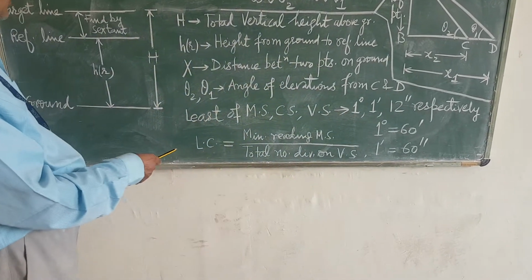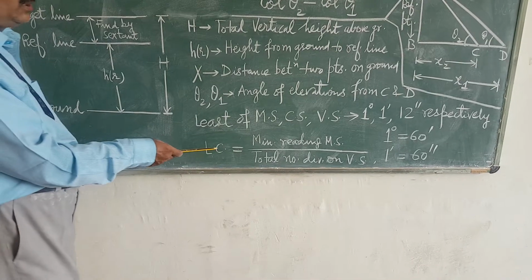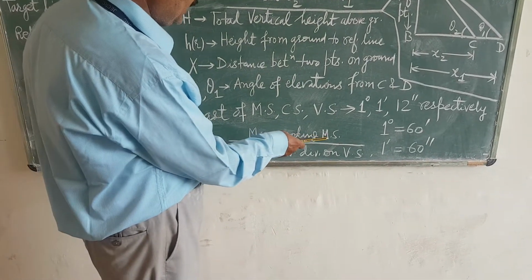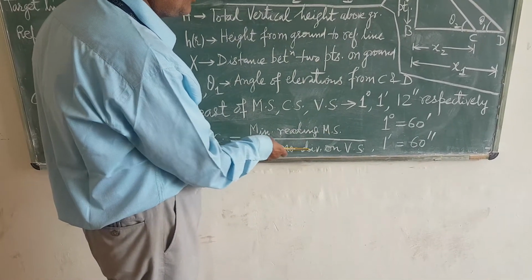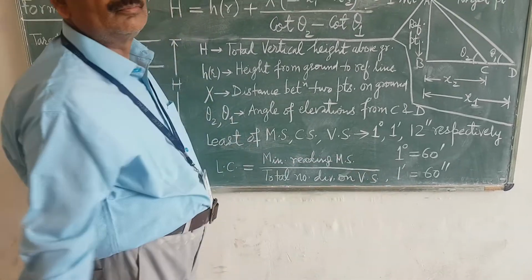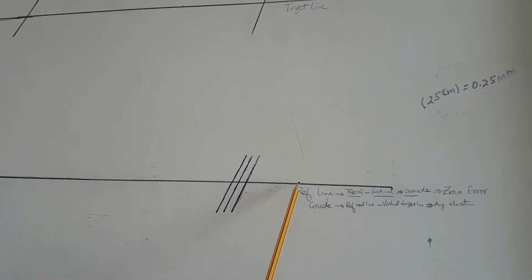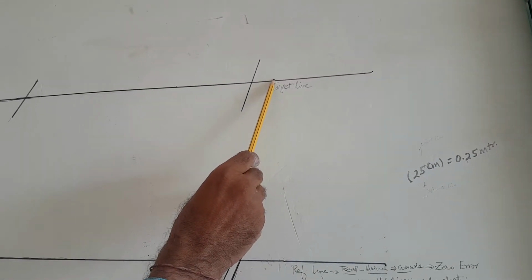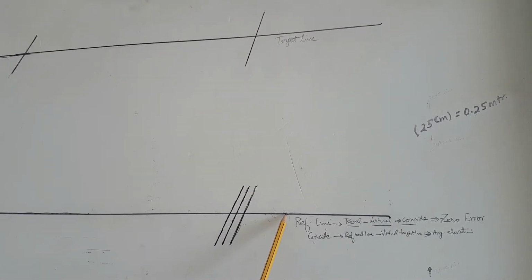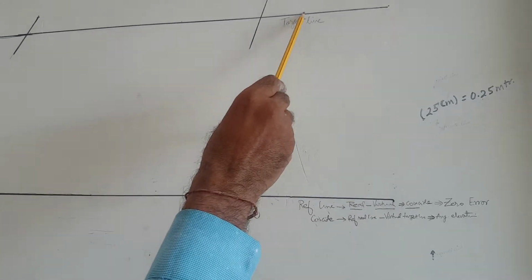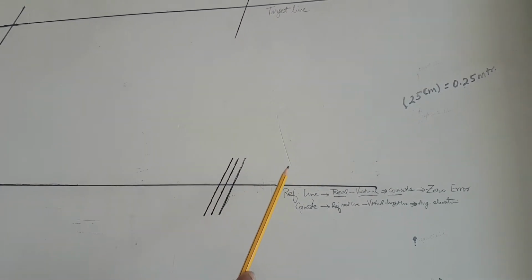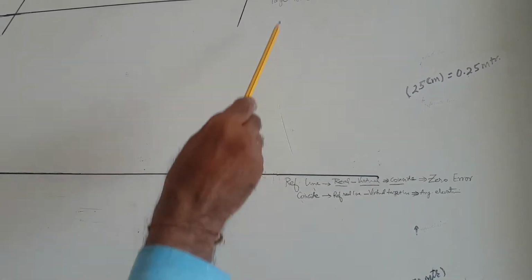What is the formula of the least count? Minimum reading on the main scale upon the total number of divisions on the vernier scale. This is our reference line and this is our target line. We have to find out the distance from the target line to the reference line. This is approximately 25 centimeter.